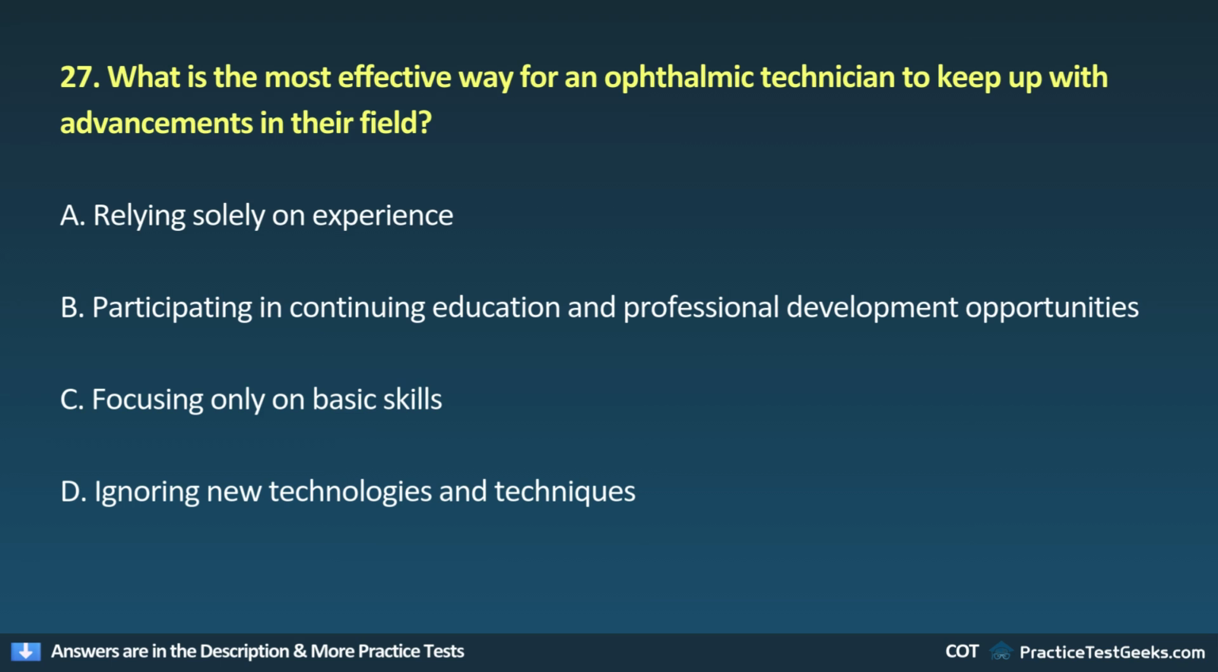27. What is the most effective way for an ophthalmic technician to keep up with advancements in their field? A. Relying solely on experience. B. Participating in continuing education and professional development opportunities. C. Focusing only on basic skills. D. Ignoring new technologies and techniques.